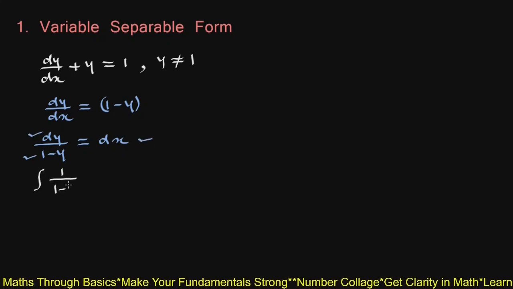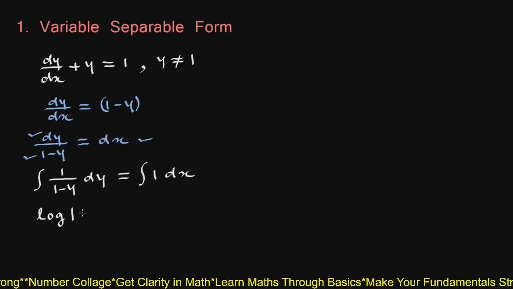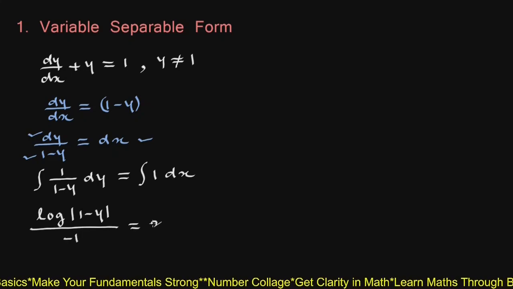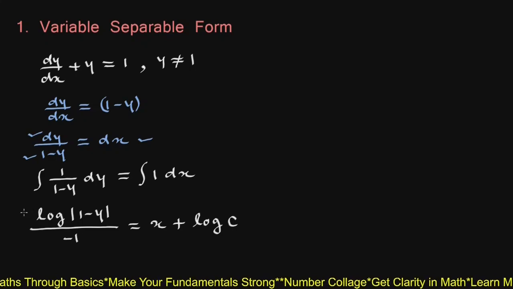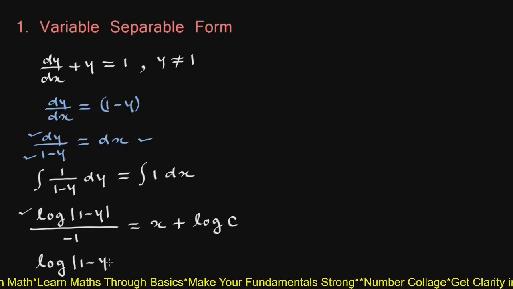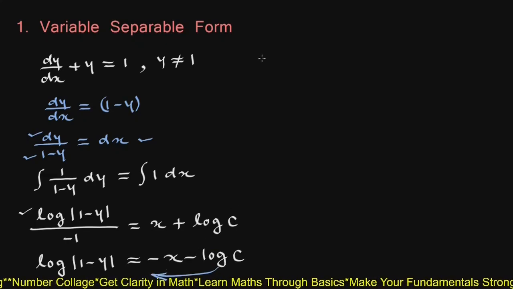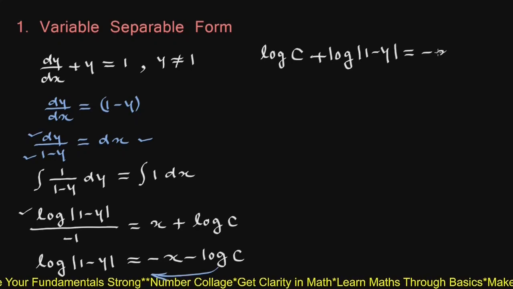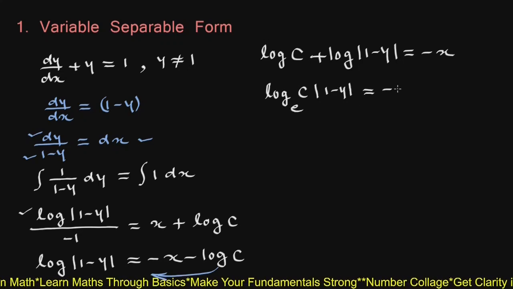Integrating 1 upon 1 minus y dy equals integration 1 dx. This will be log mod 1 minus y upon derivative of 1 minus y, which is minus 1, equals x, plus in place of constant of integration we will write log c. This is because we have got log on the left hand side. This will be minus log mod 1 minus y equals x plus log c, that is log mod 1 minus y equals minus x minus log c. Taking log c to the left hand side, it will be log c plus log mod 1 minus y equals minus x. This will be log c mod 1 minus y to the base e equals minus x.